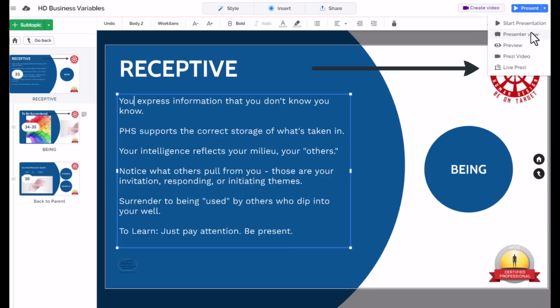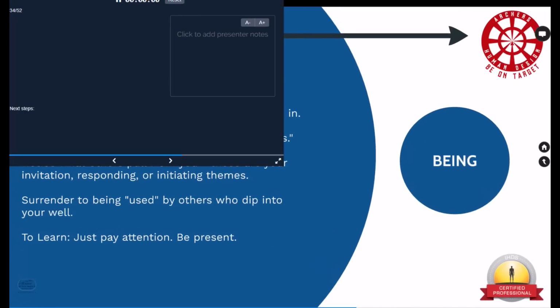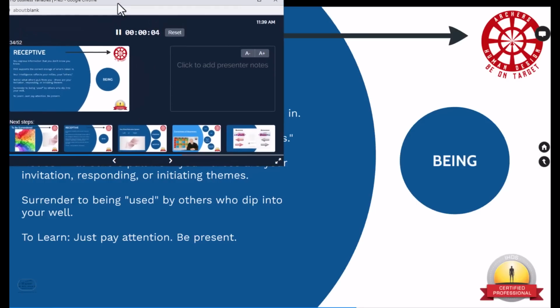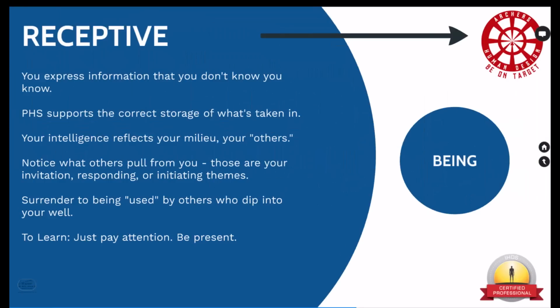Let's see, presenter view. I forgot to get my notes, so all of that was off the cuff. Oops, I did mean to add in some notes today, but oh well, I'm sure I'll do it again sometime.